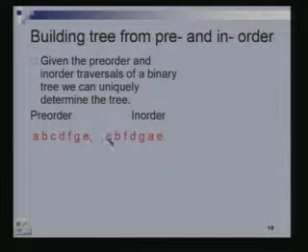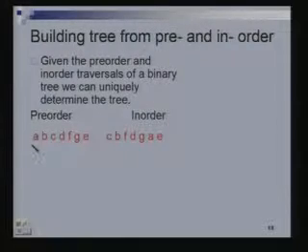Suppose this was the pre-order traversal and this was the in-order traversal of the binary tree. Both are given. I give you these two. Can you use these to tell me what the tree is? You can? Why can we do that? Let's see. Given this pre-order traversal, what can I say first?